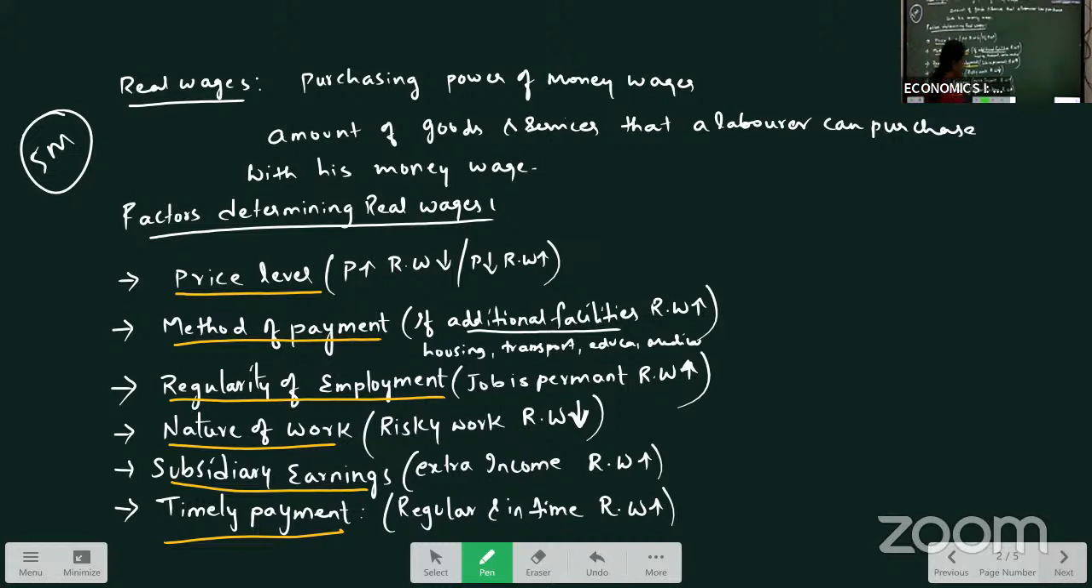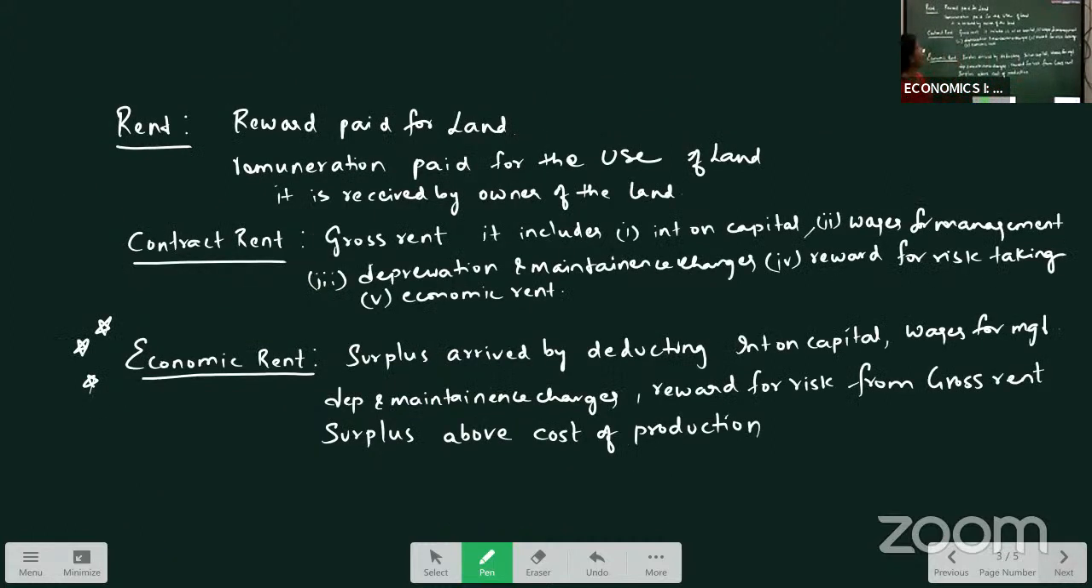Real wages. Next, we have rent. Rent is the reward paid for the services of land, or it is the remuneration paid for the usage of land, which is received by the owner of the land. In this, we have two concepts, contract rent and economic rent. Contract rent is also called gross rent. Gross rent means all are included without any deductions. So it includes interest on capital, wages for management, depreciation and maintenance charges, reward for risk taking, and also economic rent is included.